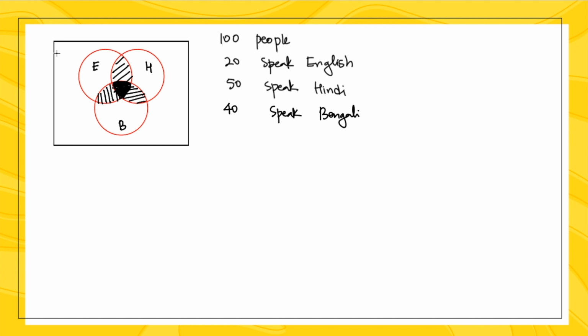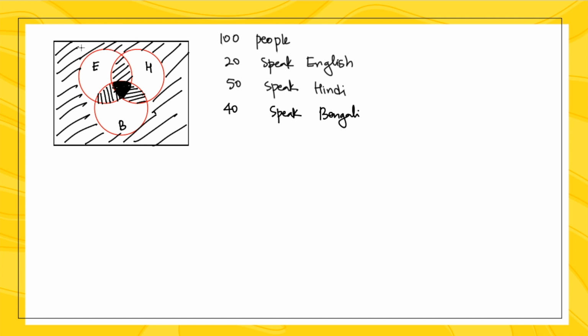What about this outside region? These are the people who can't speak English, Hindi, or Bengali. So this outside one is those who can't speak any of these three languages. They can speak some other language, maybe Telugu or Malayalam, but not these three. This is the information you get from this Venn diagram.